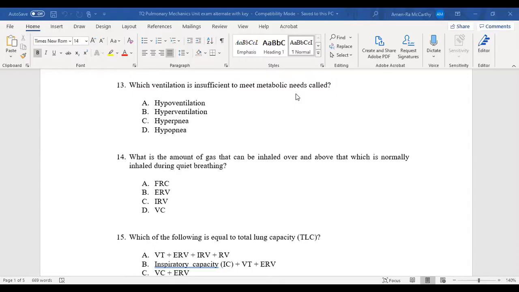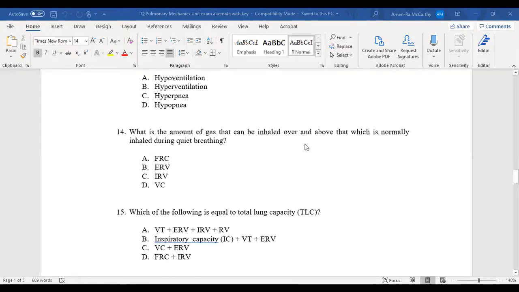That's insufficient. Okay? Hypopnea is not even a word. So hypoventilation is the term you're looking for there, guys. When I'm not ventilating enough. Okay? Insufficient. I'm not blowing off enough. The whole name of the game is to get rid of CO2.